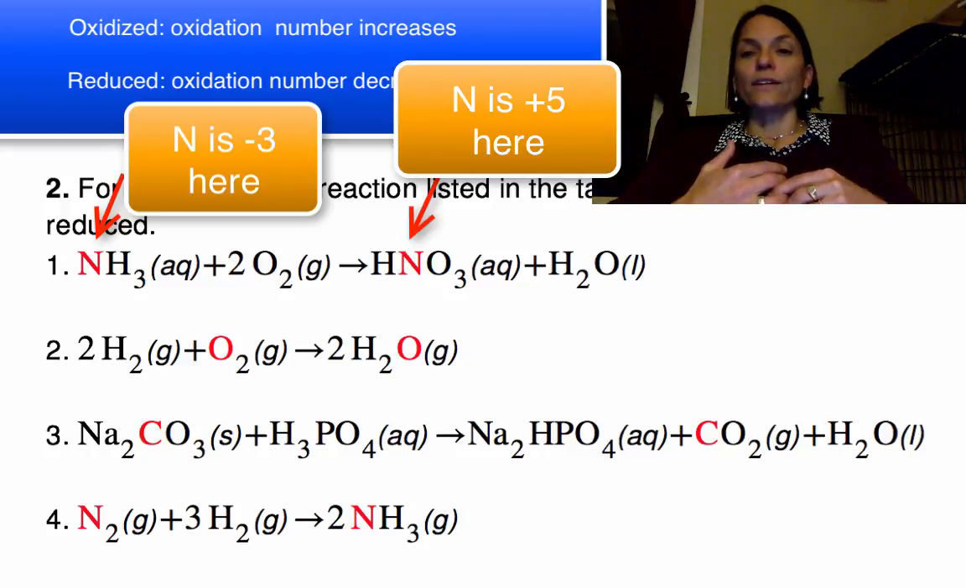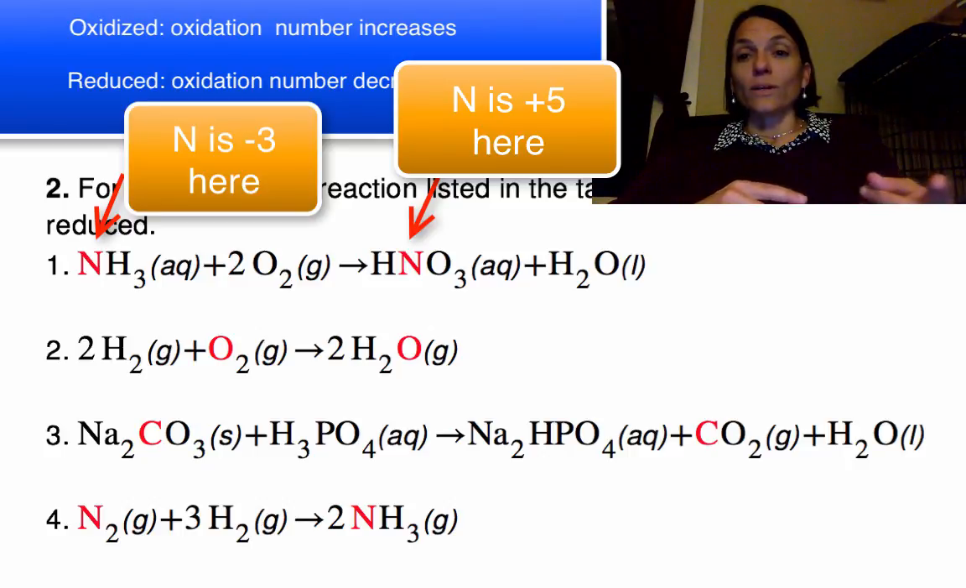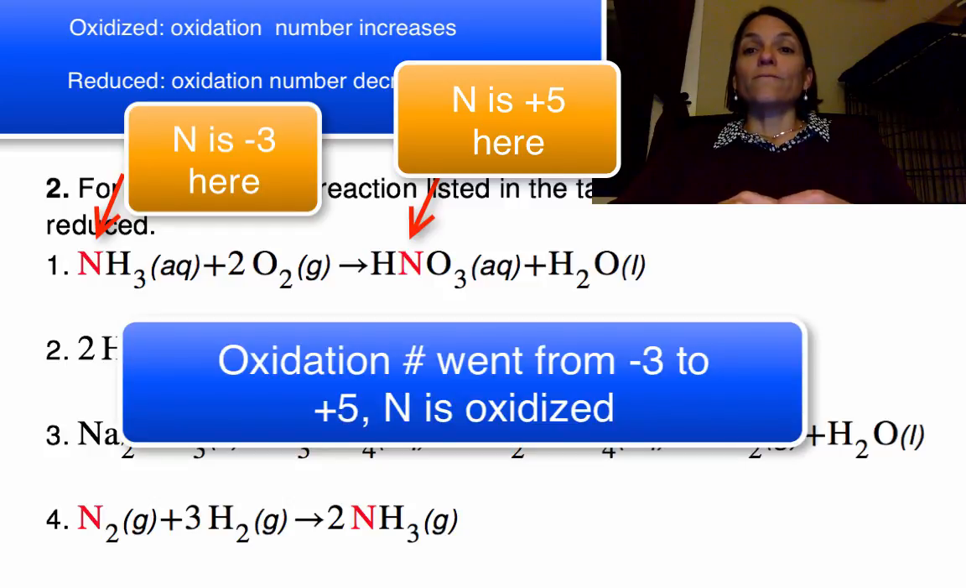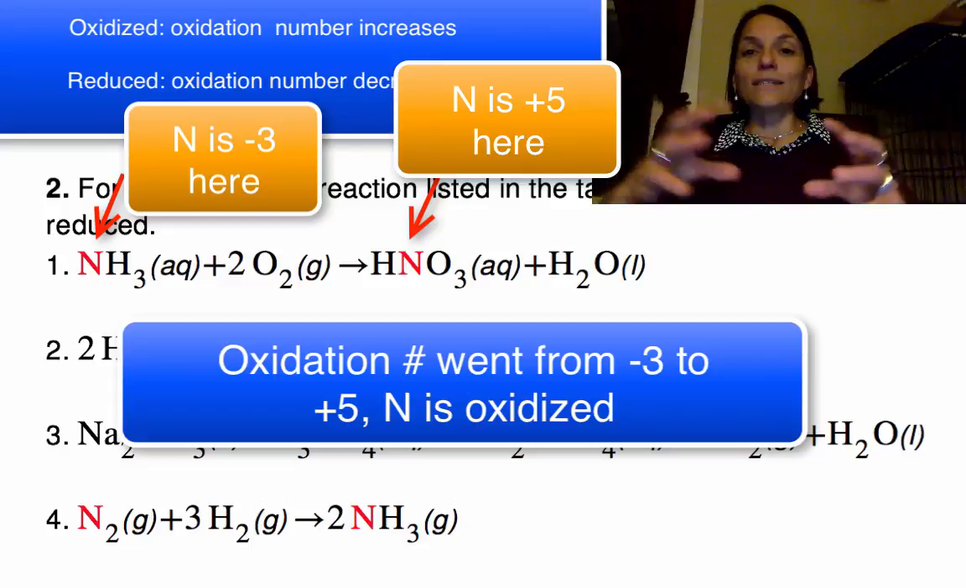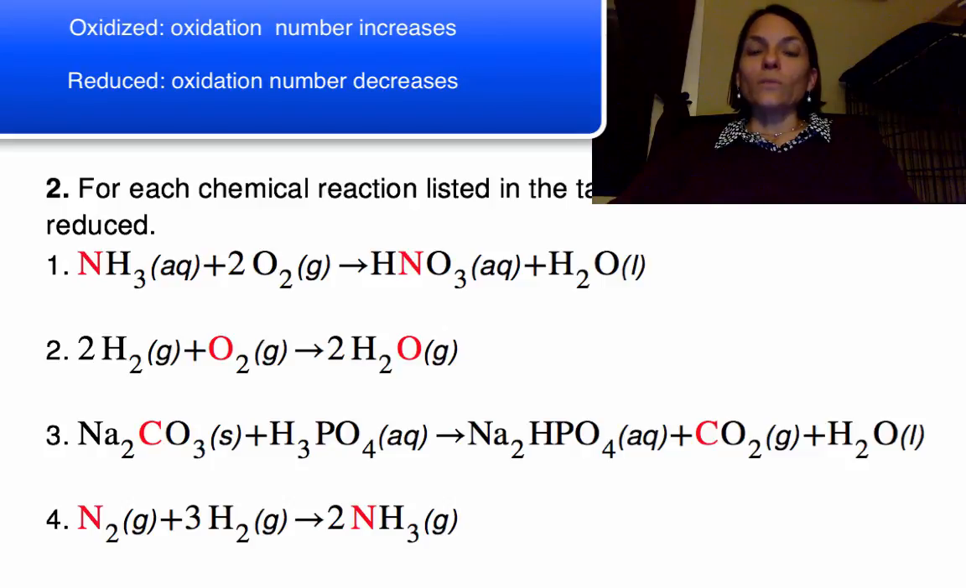Here it's in the nitric acid. Again, we start with the oxygen. Oxygen takes precedence here. So oxygen's a -2. There's 3 of them for a total of -6. And we have 1 hydrogen. The hydrogen's a +1 when it's with nonmetals. So that means that the nitrogen has to be a +5 in order to give you a neutral compound. So what do you think? Nitrogen went from -3 to +5. So in this case, it's being oxidized because the oxidation number increased. All right, we'll do one more.